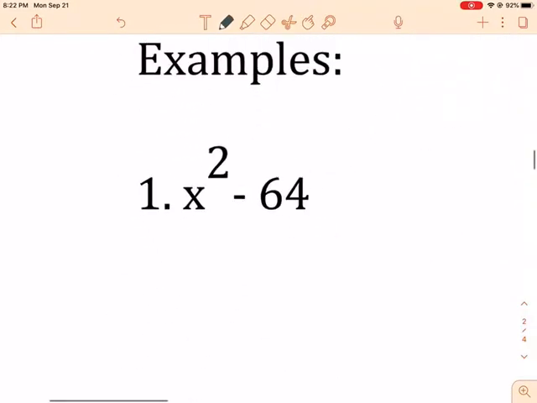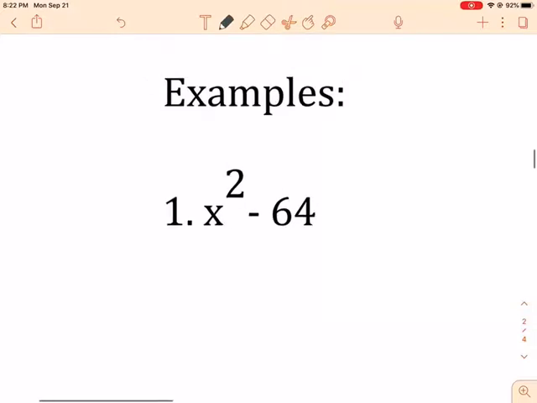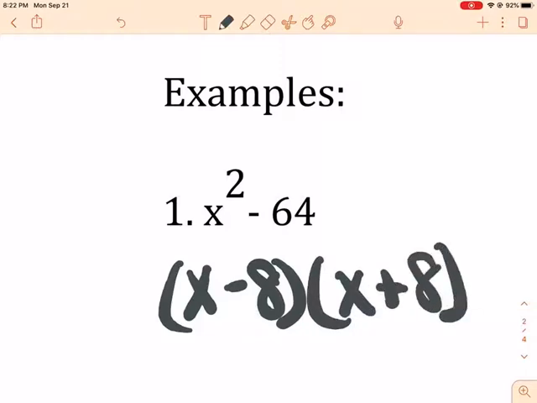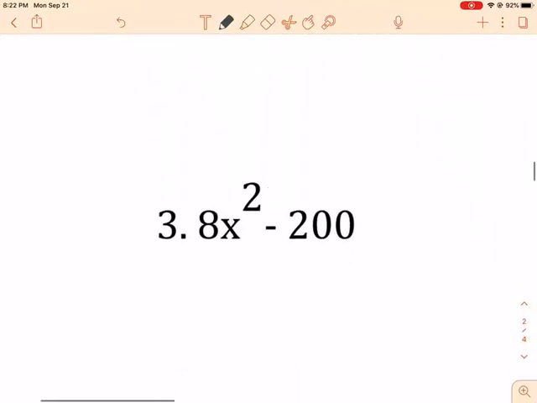All right, so let's take a look at this. Do we have a GCF? Nope. Are they both perfect squares? Yes. Is there a minus sign in between? Yes. Okay, so we're just going to go x minus 8, x plus 8. And when you multiply them back together, there's no middle term, it drops out.